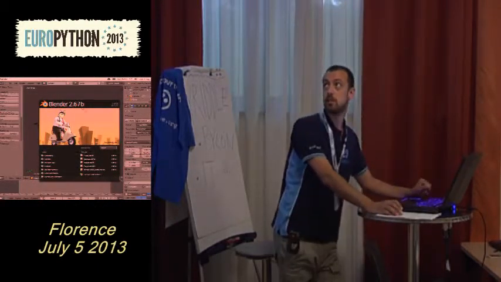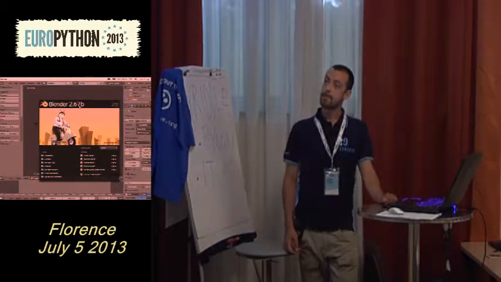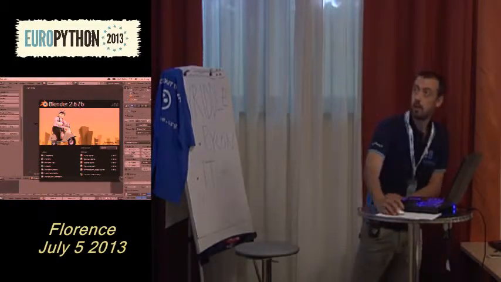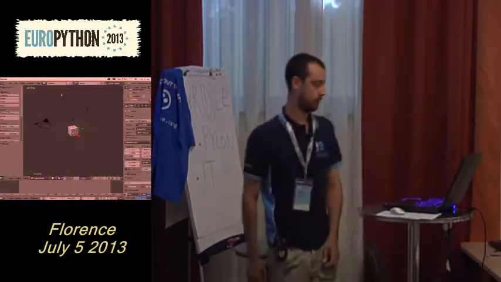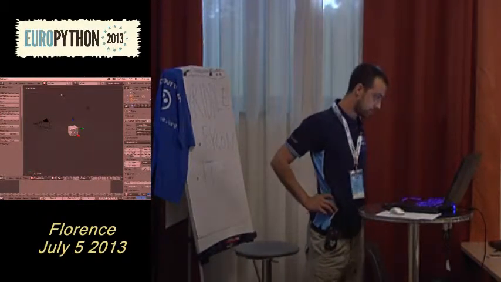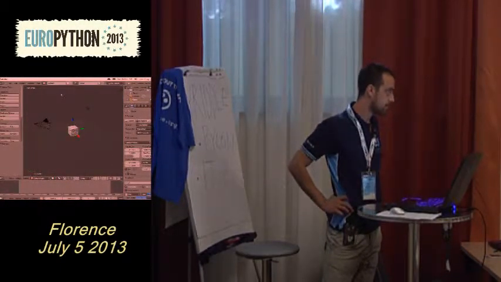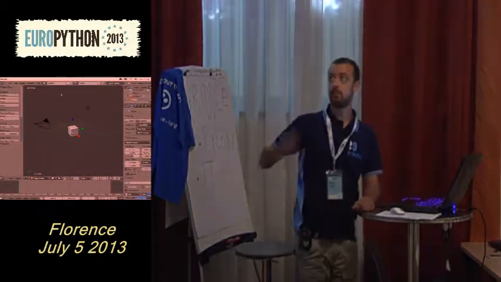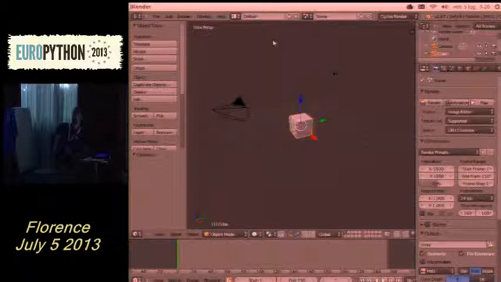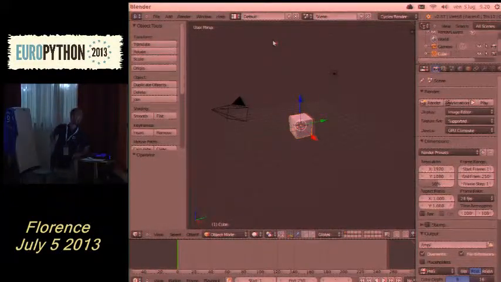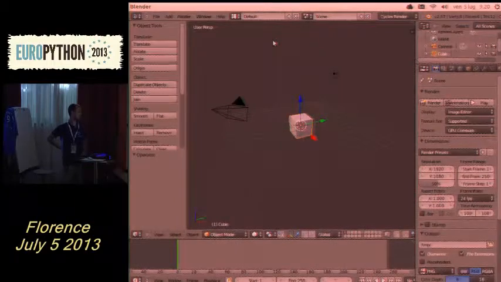We're using Blender 2.67b, but 2.67 works. It's still okay. Can we turn off the lights? So the user interface may be. Thank you. It's okay? Much better. Off or on? Off. Off, okay.